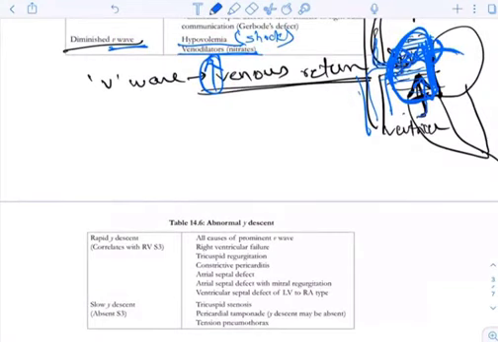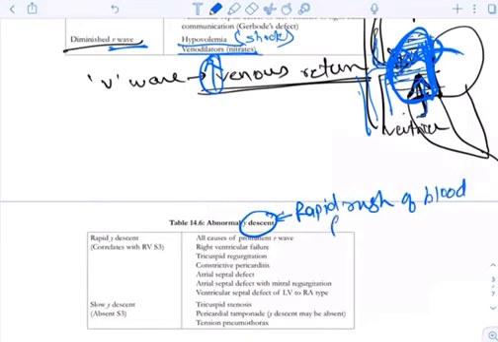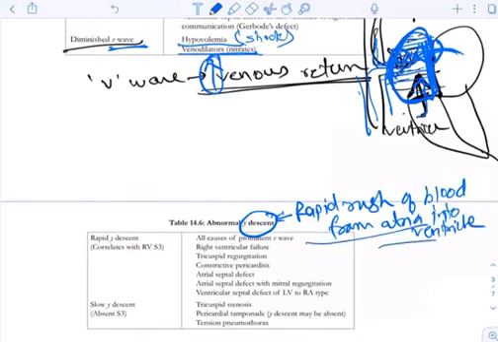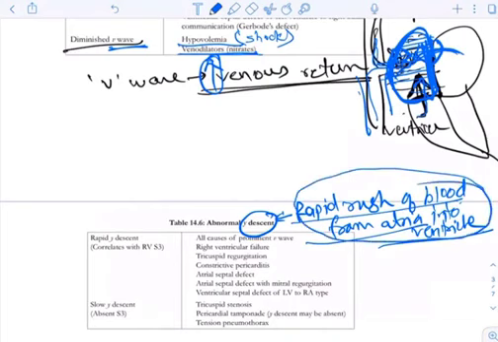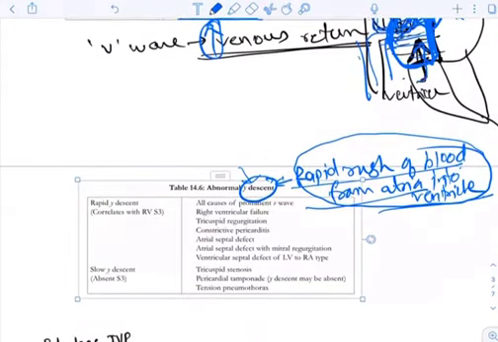Y descent is because of the rapid rush of blood from the atria into the ventricle, and that is what happens during the rapid filling phase, we know. So whatever the problem is in this rapid rush of blood will affect the Y descent. So we will see the causes.